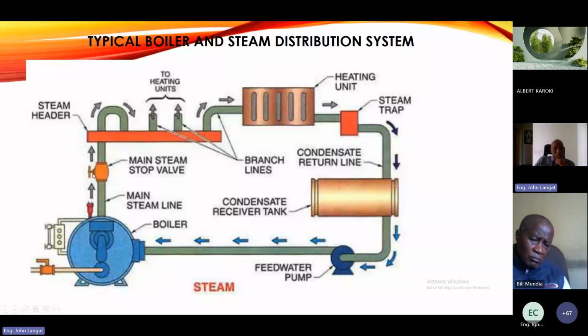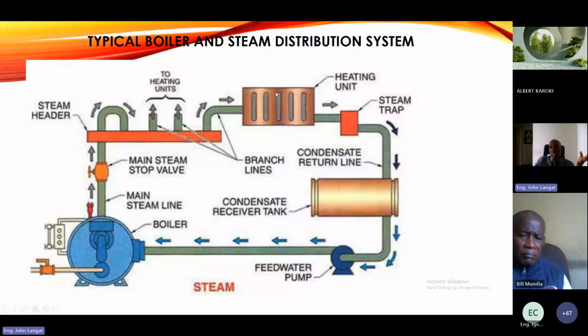Then after the steam header, you have supply lines supplying all the other lines. Each of these will have a valve whenever you visit a factory. So from there, this is now the steam supply line. Then it supplies to the heating unit.